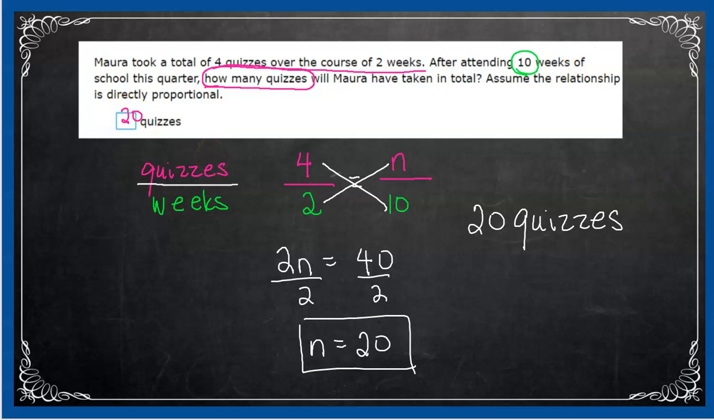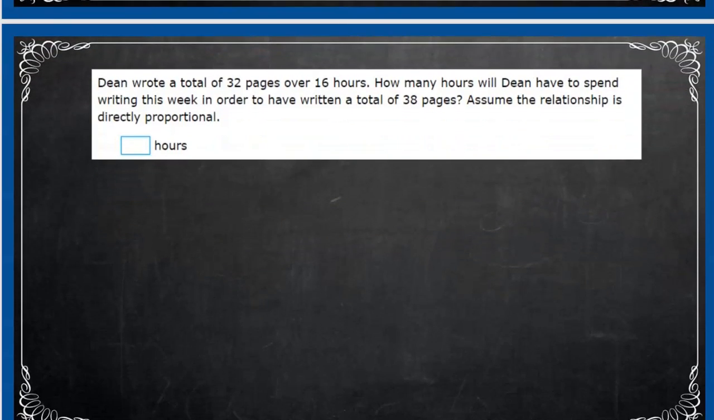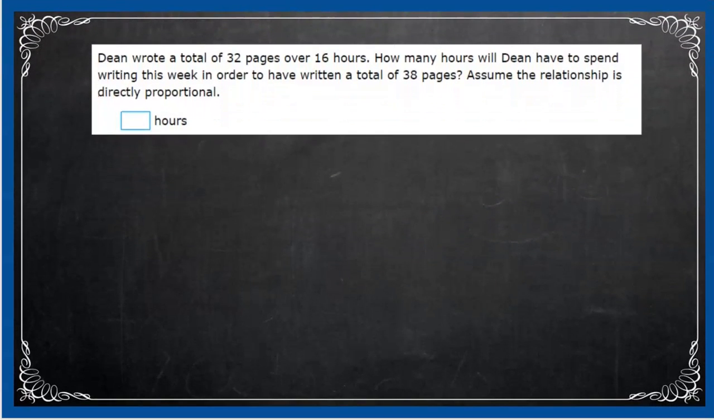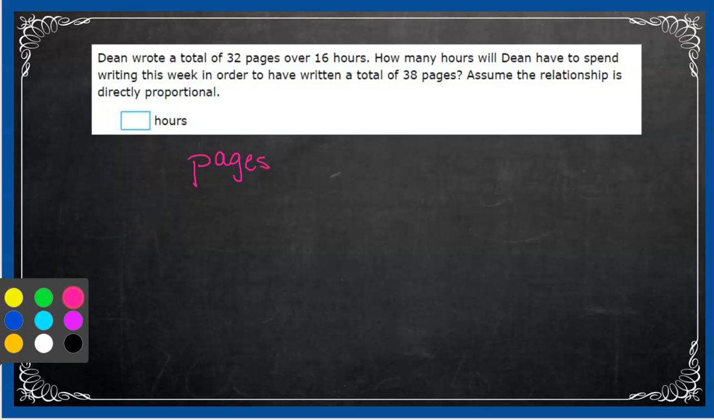Okay, let's look at another word problem. Dean wrote a total of 32 pages in 16 hours. How many hours will Dean have to spend writing this week in order to have written a total of 38 pages? So I have 2 different units of measure. One of them is pages, and the other one is hours.